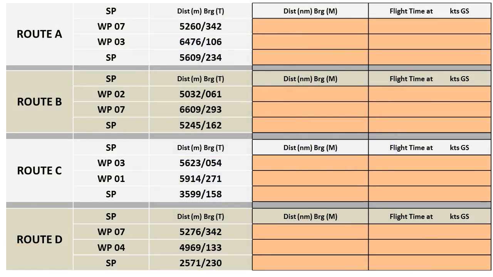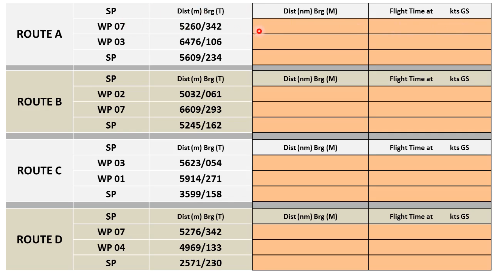Here is the information that we'll be giving you. So for example, at the top, Syndicate 1 will be doing route alpha. So from the starting point, they'll go to waypoint 7, and the distance from the starting point is 5,260 meters on a bearing of 342 degrees true. So you'll need to convert that into nautical miles and magnetic, which is what the pilot can use, and then figure out how long it's going to fly you and at what speed from the start point to waypoint 7.